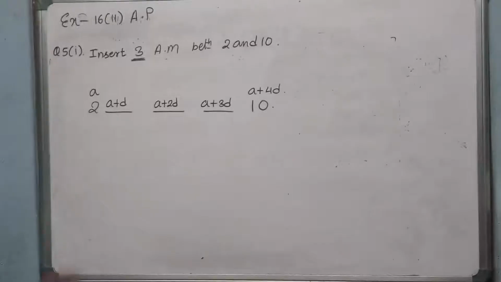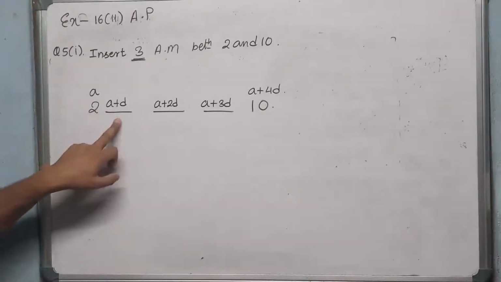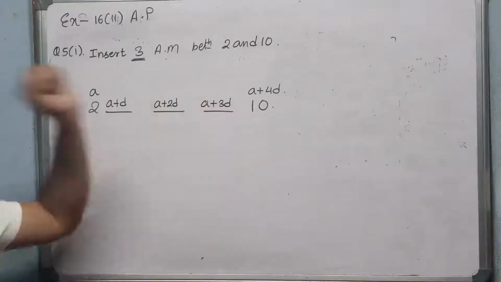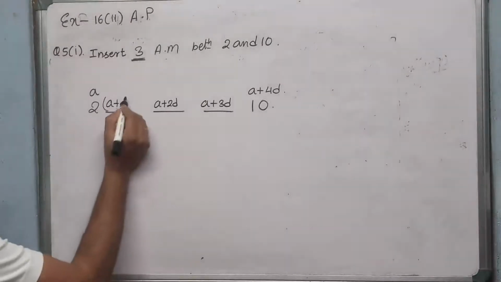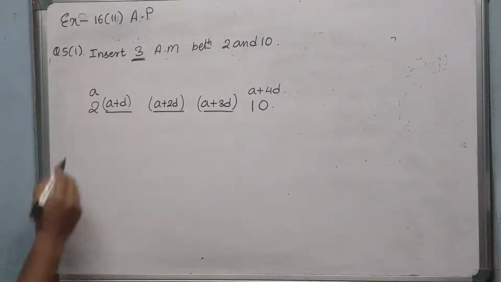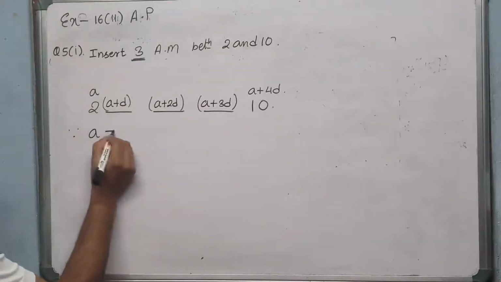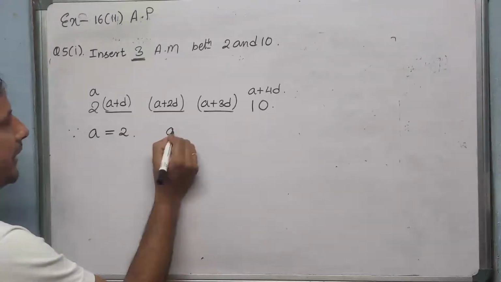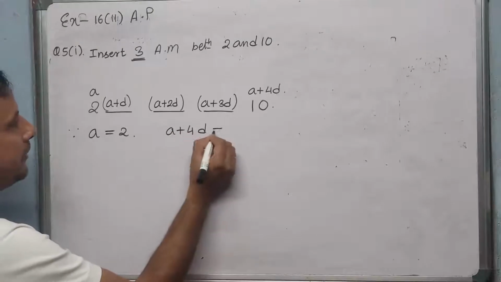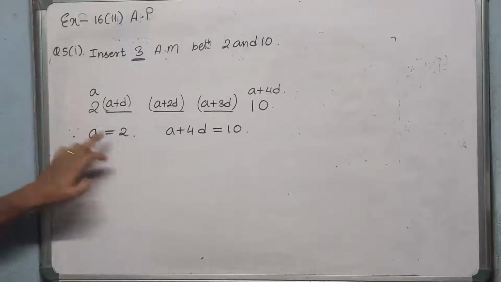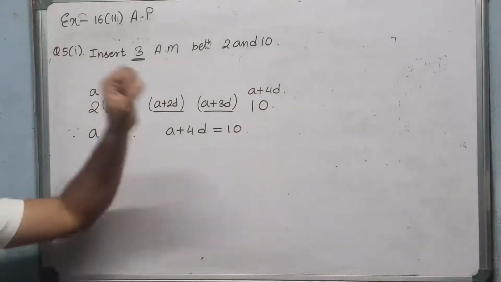We can represent it this way. First is a, second is a plus d, third is a plus 2d, fourth is a plus 3d and the fifth is a plus 4d. Now, these are the arithmetic means that you have to calculate. To calculate them, first of all we need the values of a and d. Since a is already given, a is equal to 2. Now the last term, 10, we can represent by a plus 4d equals 10.